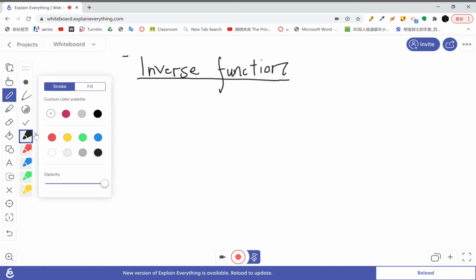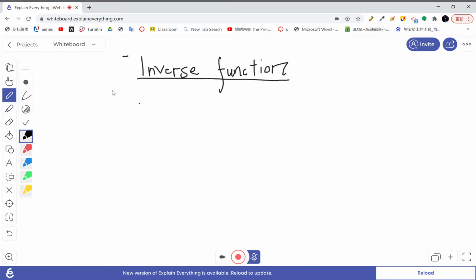First, we know that any function can be written as f of x, right? This is our function. And how can we write an inverse function? An inverse function will be f to the negative 1 of x. This is going to be the inverse function. But what does the inverse function mean? Well, when we define inverse, it means the opposite.